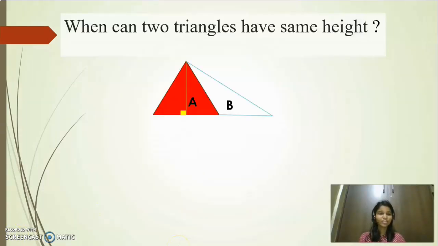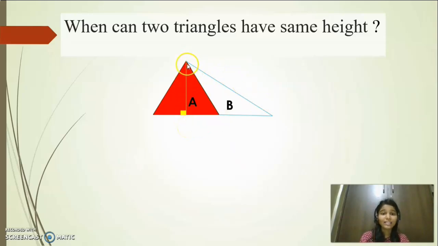Having learned that the ratio of areas of two triangles having same height is equal to the ratio of their corresponding bases, now let us see when two triangles can have the same height. For this, please look at the figure shown on your screen. Now only concentrate on triangle A, the red triangle. Students, can you tell me what is the height of this triangle? Yes, students, this yellow line is the height of triangle A.